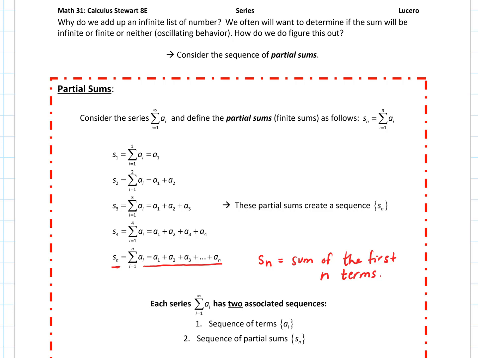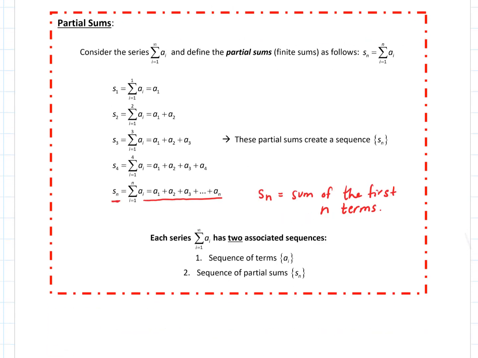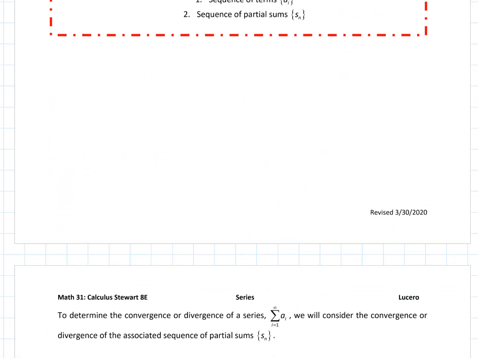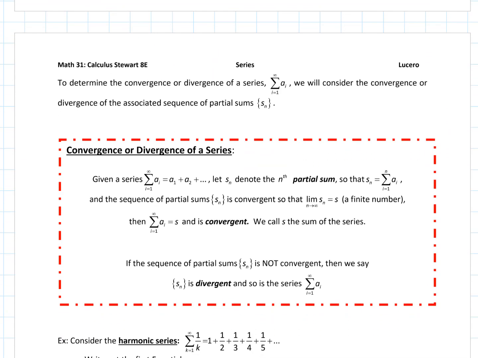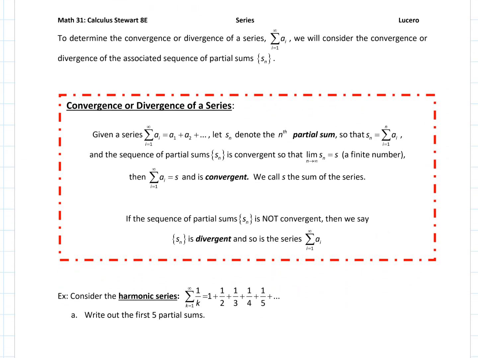So keep in mind that each series that we look at actually has two sequences that we're going to consider. It has the sequence of the actual terms themselves, and then it has the sequence of the partial sums. We'll reference back to that a lot because when we talk about these series, we're going to look at both the sequence of the terms, but we're also going to be considering what's happening to the sequence of these partial sums.